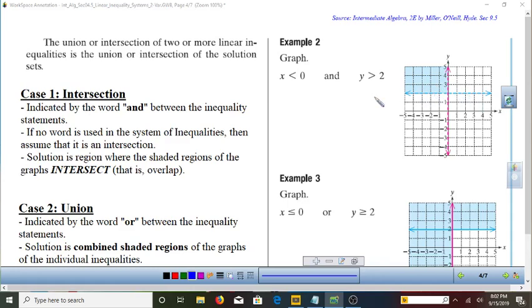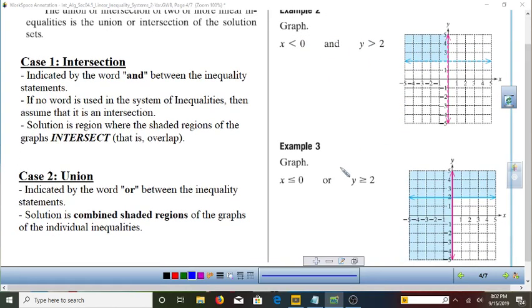It's a dashed line because it's a strict inequality. So we'll be talking about shading above for the second line and to the left for the first line, and where those two regions intersect is in that little box there. That is the solution set to the system of inequalities.